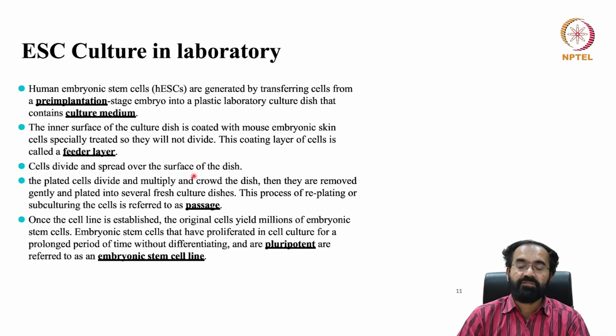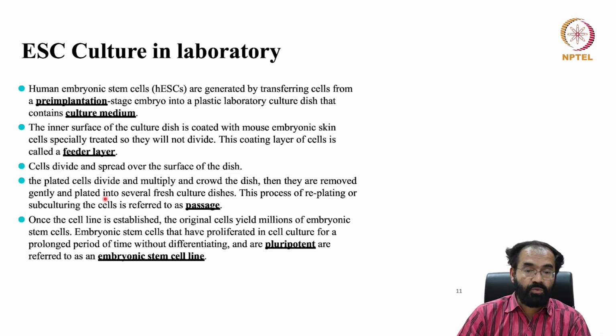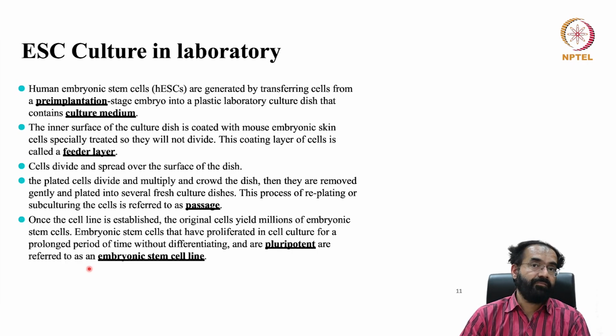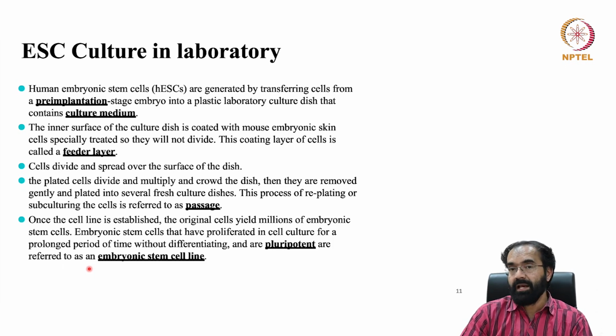Cells divide and spread over the surface of the dish, and the plated cells divide and multiply and crowd the dish, and then they are removed gently and plated into several fresh culture dishes, which also have this feeder layer. This process of replating or subculturing the cells is often referred to as passage. That is what it is referred to. You can keep going. And once the cell line is established, the original cells yield millions of embryonic stem cells that have proliferated in culture for a prolonged period of time without differentiating. The pluripotent cells are often referred to as the embryonic stem cell line. When you go into different passages, we often refer to them as a human embryonic stem cell line.